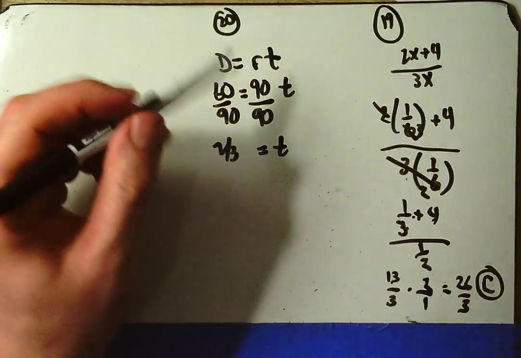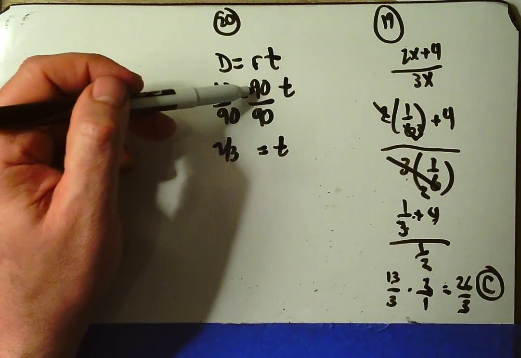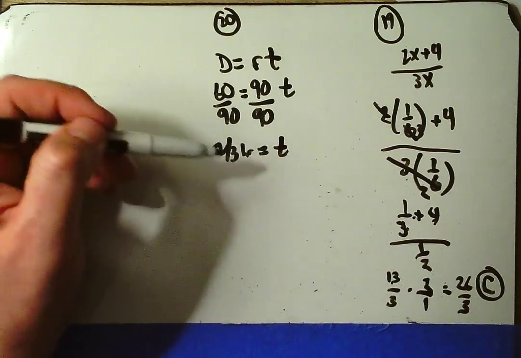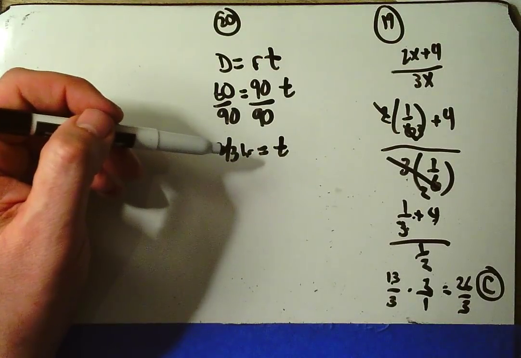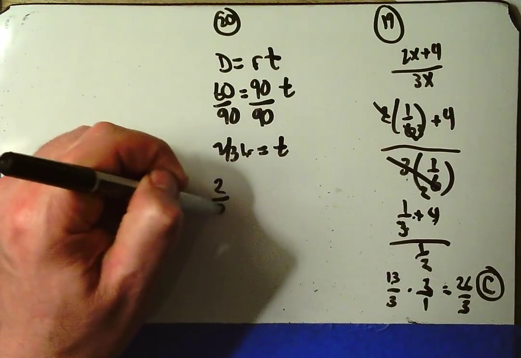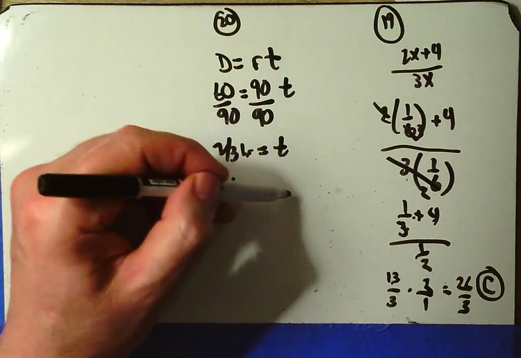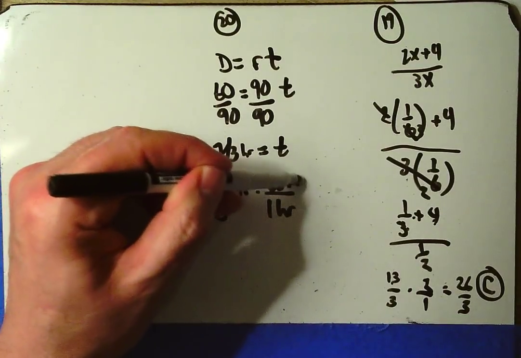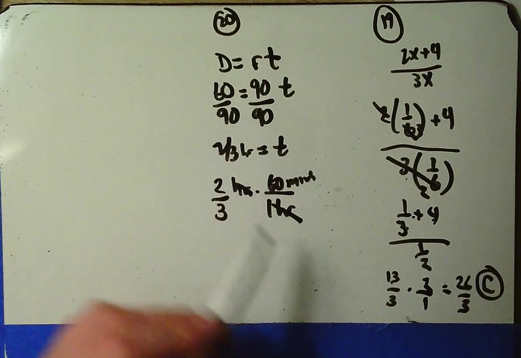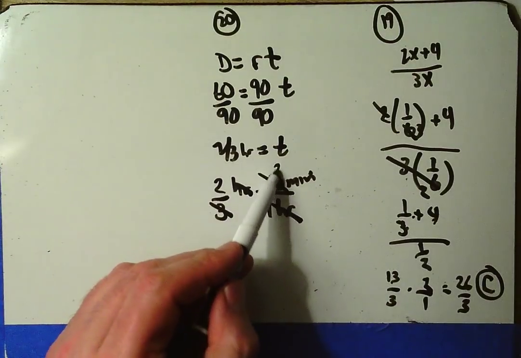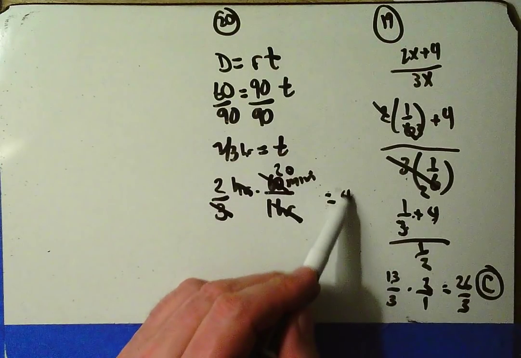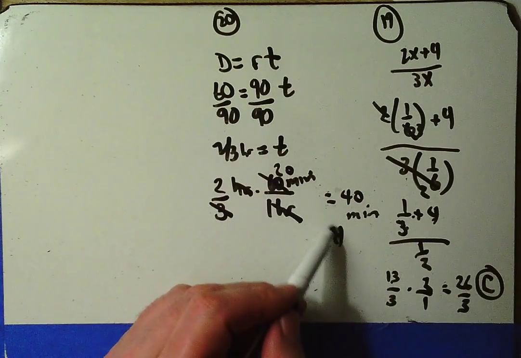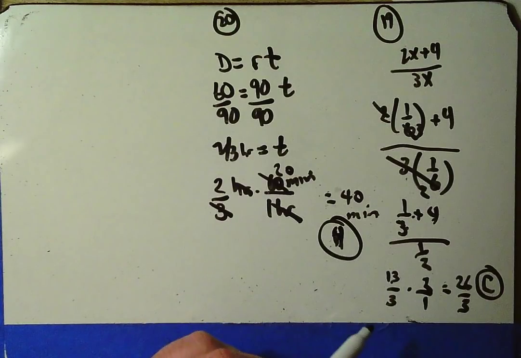But wait a minute, this was 90 miles per hour, not miles per minute. These time units are in hours right now, and the question said, how many minutes will the trip take you? So I need to convert 2/3 of an hour into minutes. Well, I know that 1 hour has 60 minutes. I can cancel these hours, I can even cancel here on the diagonal, and I get 40 minutes. The trip will take 40 minutes, and that's choice H for number 20.